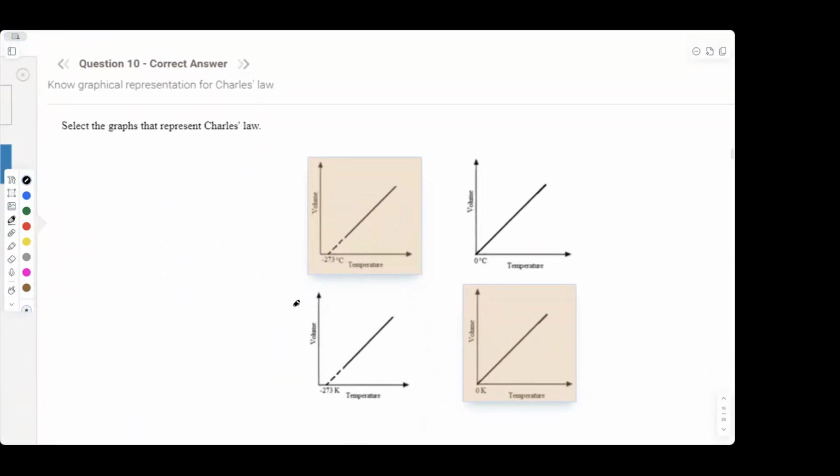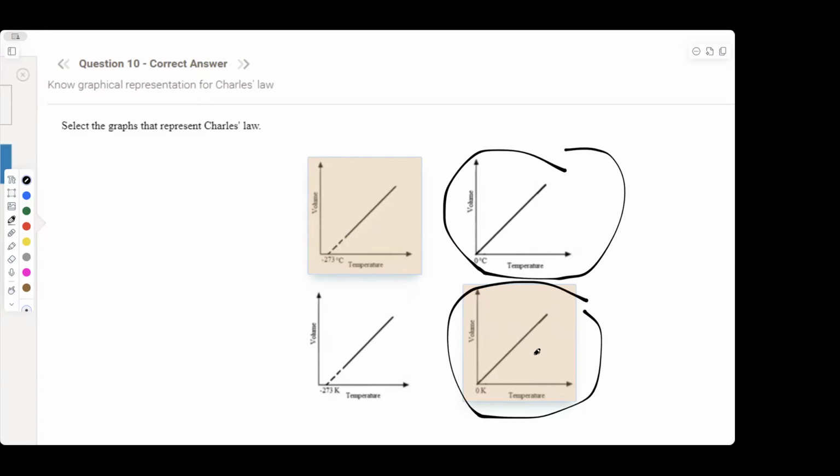Which graph represents Charles' law, the relationship between temperature and volume? When the temperature increases, the volume increases. But which graph is correct? The important thing is whether it intersects the x-axis at 0. It intersects at 0 Kelvin if the curve is in Kelvin, and if it is between volume and temperature in Celsius, then it will intersect at a point equal to minus 273 degrees Celsius.